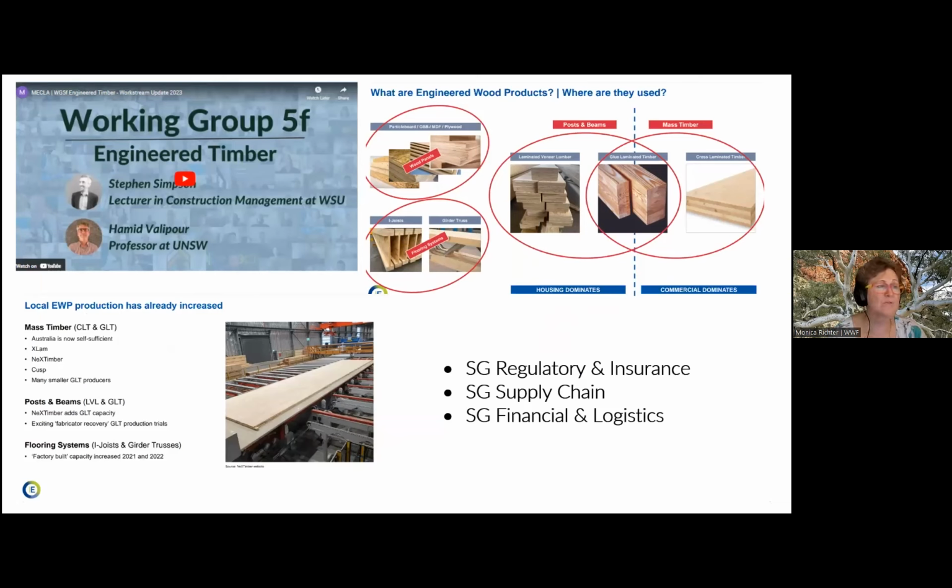The other area that's of real interest to us is engineered timber. How do we support greater use of engineered timber, mass timber, posts and beams, flooring systems? Australia could really help to drive decarbonisation in housing and building construction through more use of plantation-based engineered timber products. There are a few challenges, as I've identified there: insurance, supply chain, logistics, but there is a possibility to really look at timber products in Australia going forward.